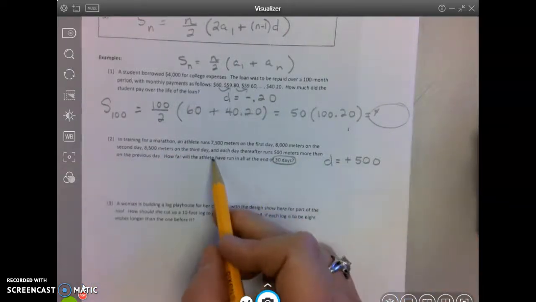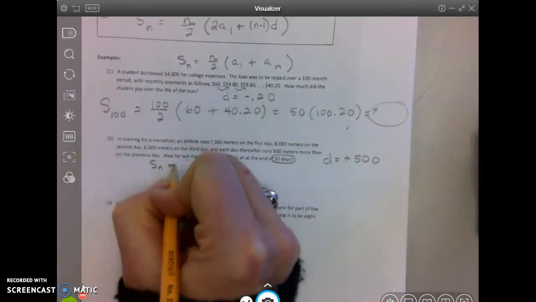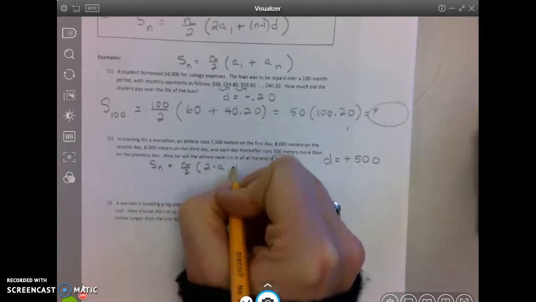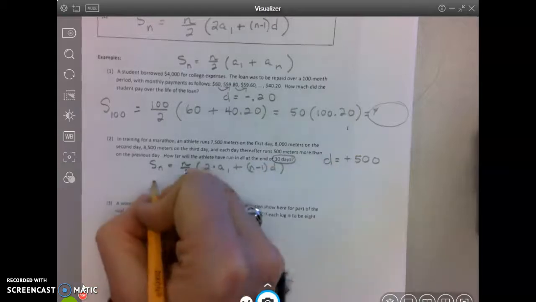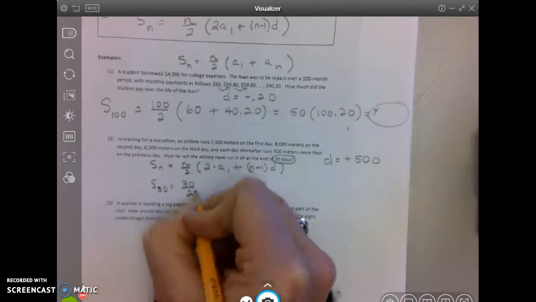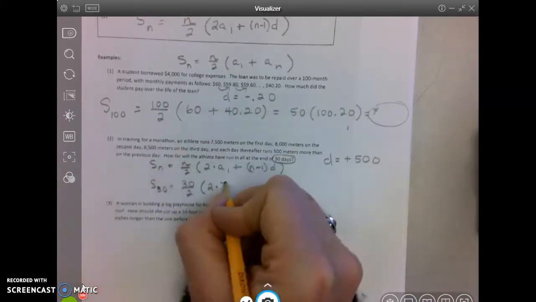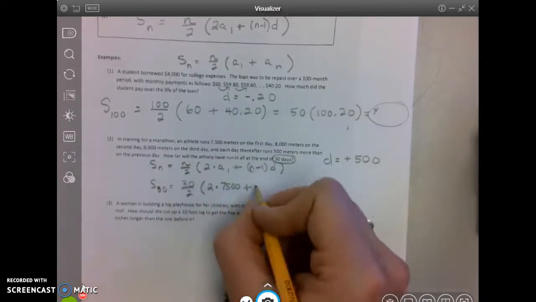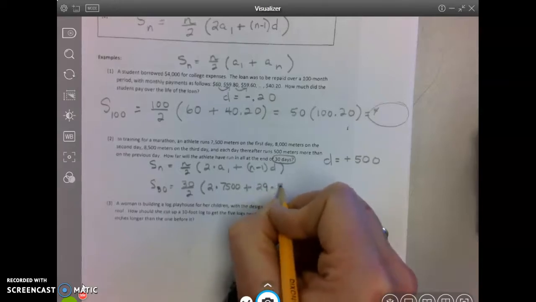I don't know the last day, so I'm actually going to use this formula. S sub n equals n divided by 2, times 2 times the first term plus n minus 1 times the constant difference. So S sub 30 days, that's going to be 30 divided by 2, times 2 times the first term, so 2 times 7,500, plus n minus 1 would be 29, because 30 minus 1 is 29, times 500.